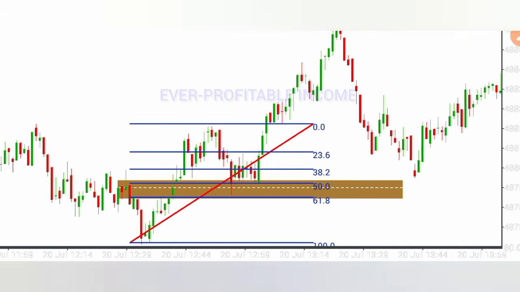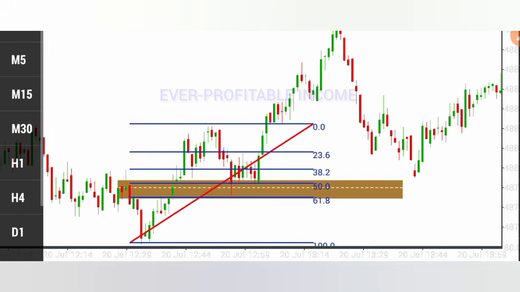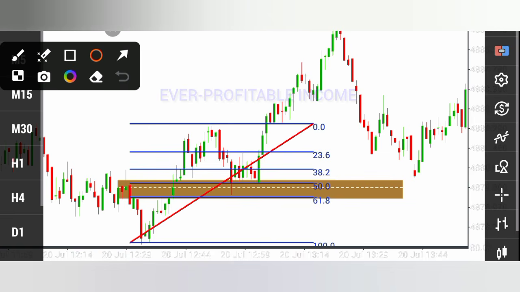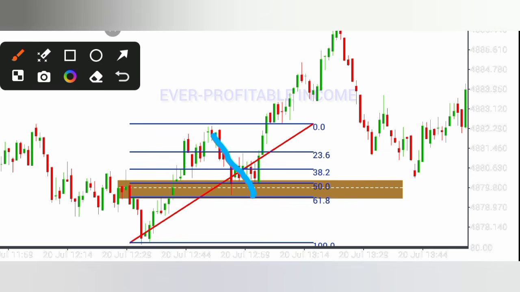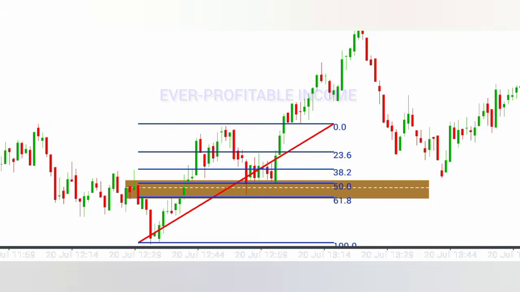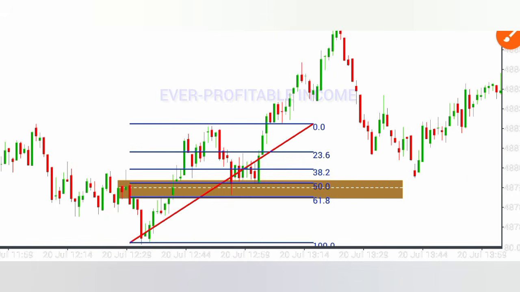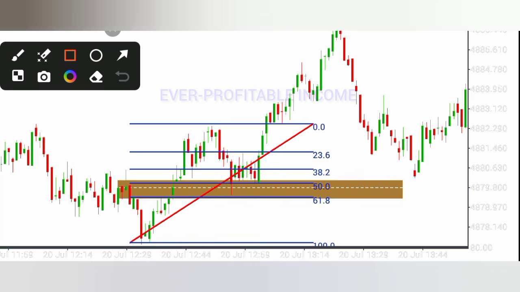Now look at what happened at that zone, guys. Can you see this retracement all the way down to that zone? And when it got to that zone, what happened? It started trending upward. So for you to enter that trade, you have to wait for that retracement to that zone, and then you enter in this very area and you are going to ride the trend upward.